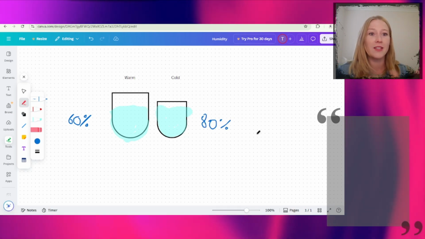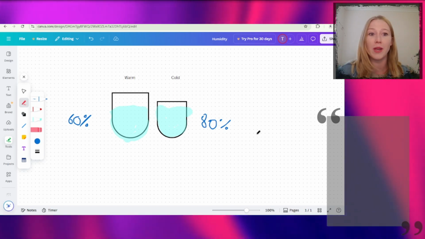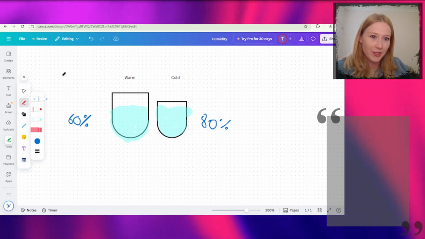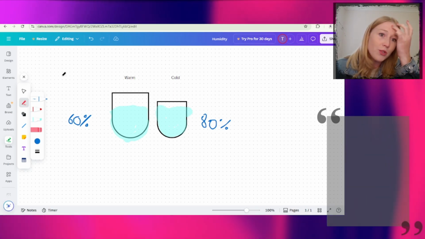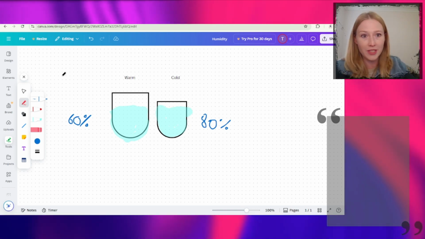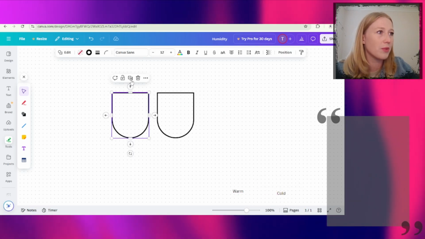So I can see that the same amount of water has a different percentage depending on how much the glass can actually hold. I'm going to go into this in a little bit more depth, but I do also want to point out how water can influence the humidity percentage as well. Let's just assume that these are all the same temperature.